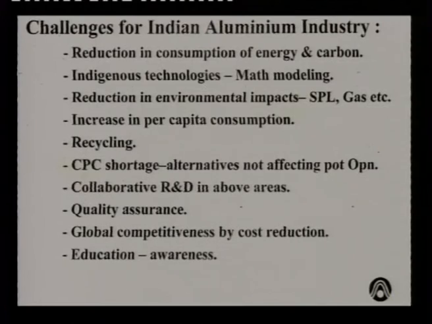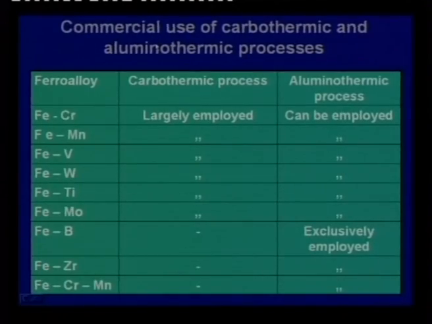These are some data, pot line details. Then there were some challenges for the Indian aluminum industry listed. What are the goals? Reduction in consumption of energy and carbon, indigenous technologies, mathematical modeling, reduction in environmental impacts, increase in per capita consumption, recycling, etc. All these can be done if bright young people come into the aluminum industry. I hope some of you will.